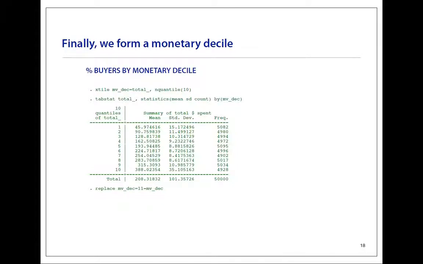And here again, the order of the ranking is flipped. The first group has the least spending. The last group has the greatest spending, almost $400. So here we use the same trick to flip the order of the group numbers. We use 11 minus whatever the monetary group index generated by Stata, to flip the ordering back.